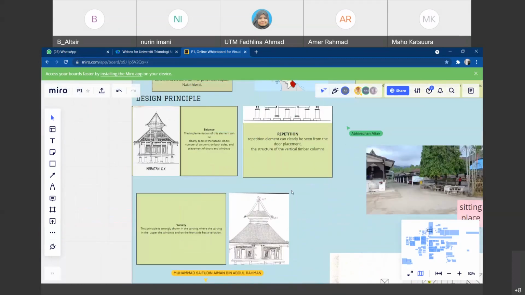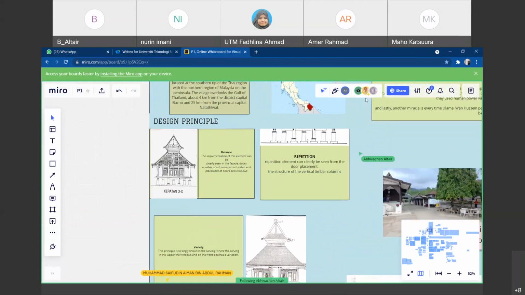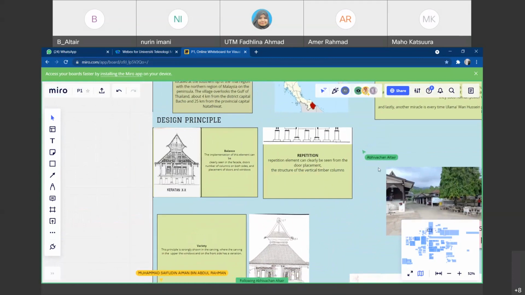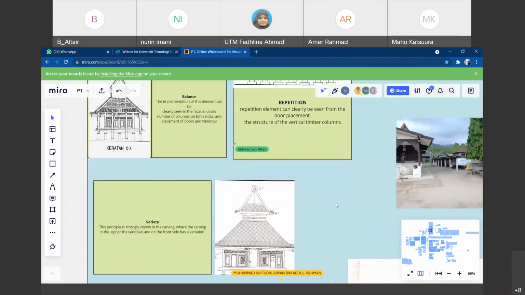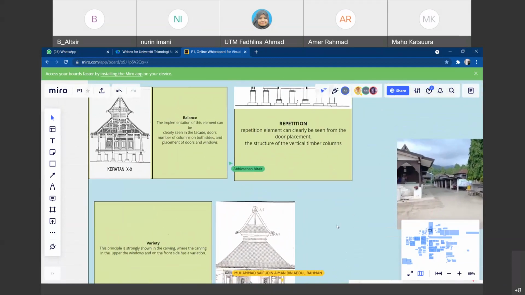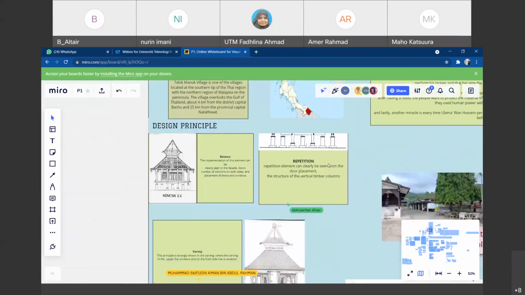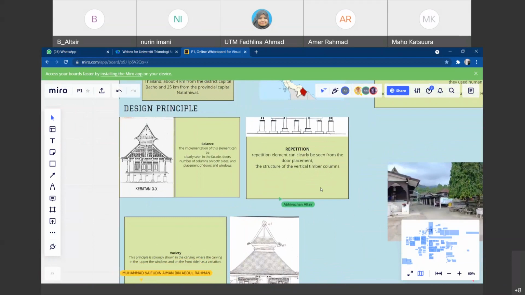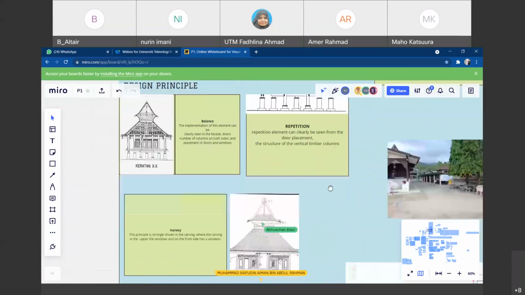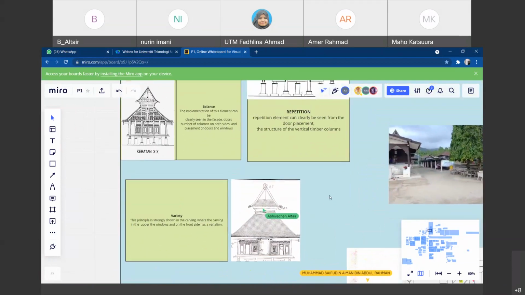Okay, we're moving to the design principle. So we found three design principles, which are balance, repetition, and also variation. From the balance, we can see this element from the facade, the doors, and the number of columns on both sides, and the placement of the doors and windows. Next, there's the repetition. For the repetition, the element can be clearly seen from the door placement and the structures of the vertical timber column. And lastly, there is the variation.